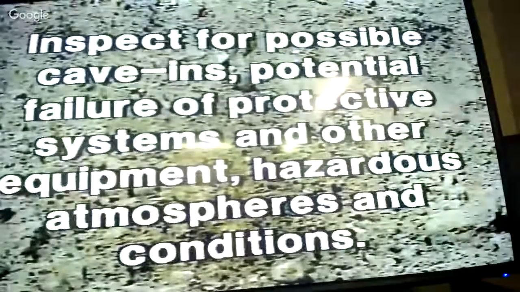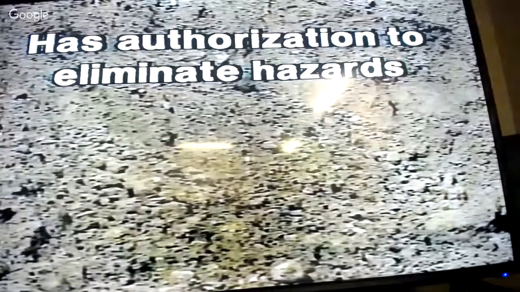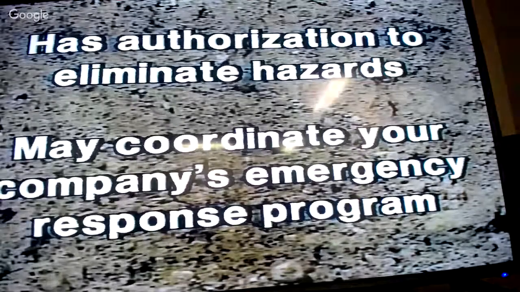OSHA requires that a competent person inspect the excavation and adjacent areas at least once a day for possible cave-ins, potential failures of protective systems and equipment, hazardous atmospheres, or other hazardous conditions. The competent person has authorization to take prompt corrective measures to eliminate any hazards and may be responsible for coordination and direction of emergency response procedures if needed.